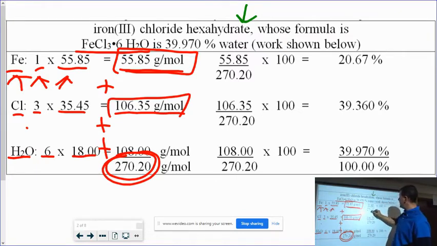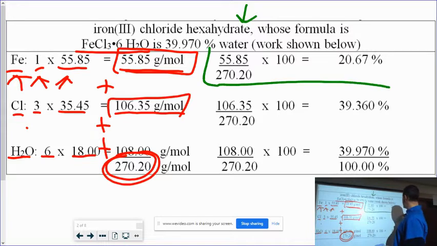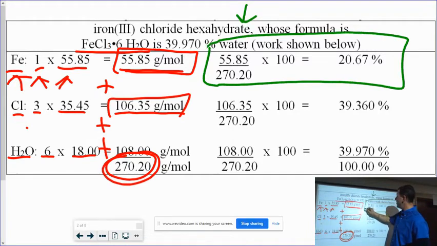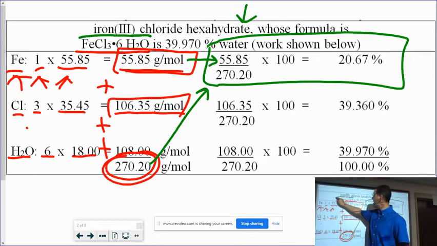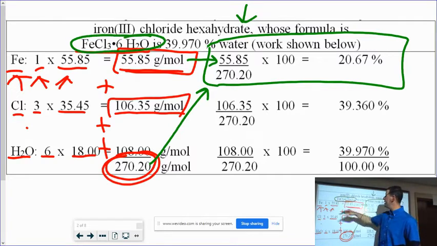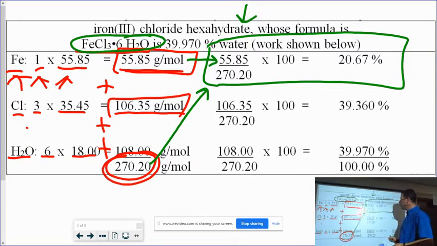So here we're going to find in this step right here the percent iron in our compound. So we take the mass of all the iron, we divide it by the total mass of the entire compound. Remember, that's the FeCl3·6H2O. We multiply by 100, and with correct sig figs, there's 4 there, there's 5 there. We don't count that, that's not data, so our answer has 4 sig figs.